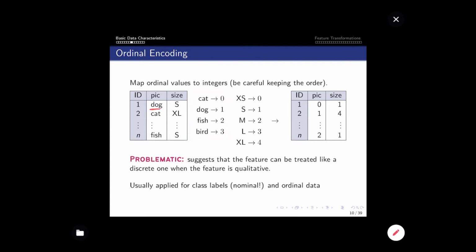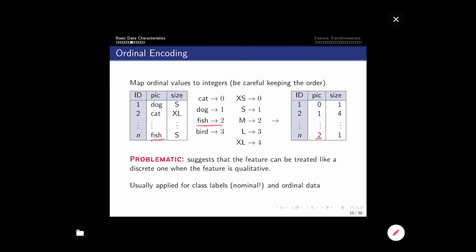This is here a dog, so dog is mapped to 1. So here should be a 1 and there is a 0. Okay, I will change that. And then we have here a cat, and the cat is mapped to a 0, and here I just did this all wrong. Okay. And so on. So fish is then mapped to 2. This is actually correct.